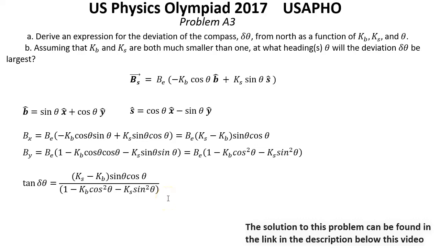For question B, assuming that KB and KS are very small, we can see that this tangent will be maximum when sine multiplied by cosine is at a maximum. And this happens for angles like 45 degrees, 135 degrees, 225 degrees and 315 degrees. That's the answer for question B.